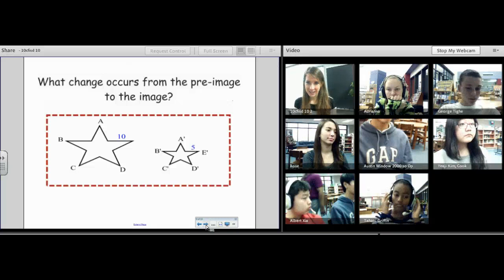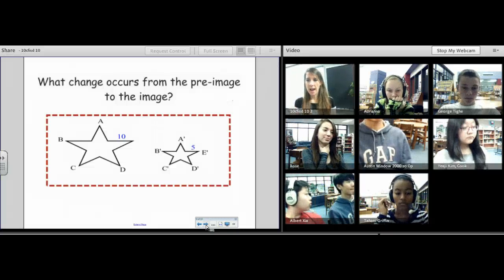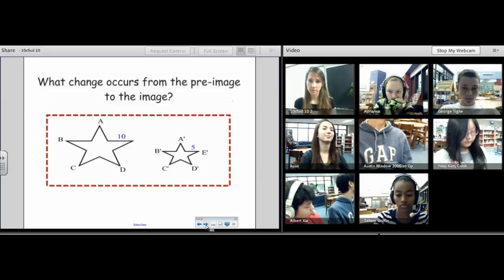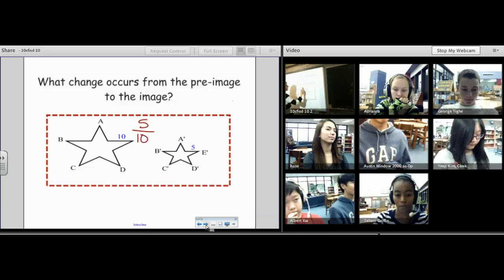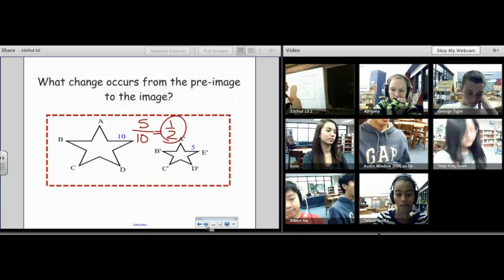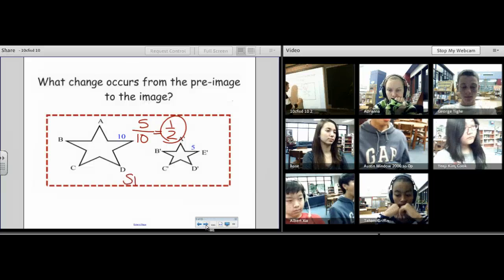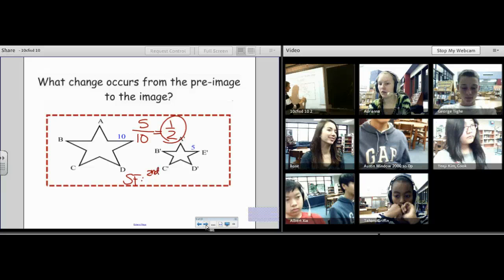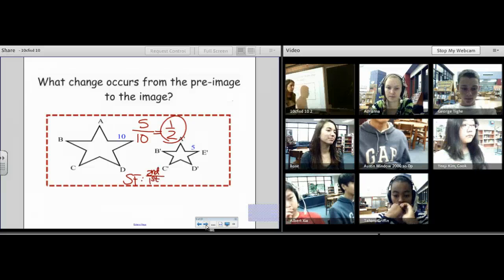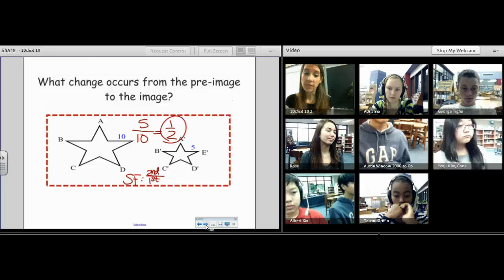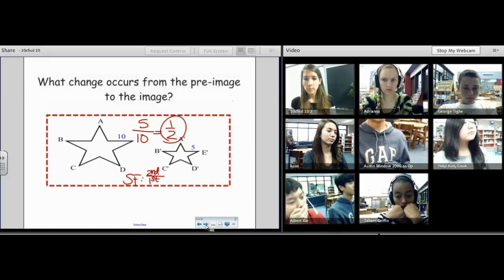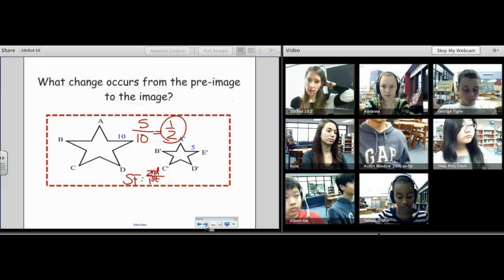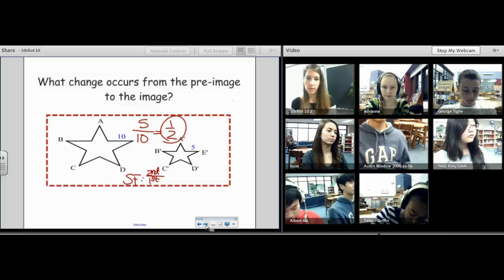Now how do we get the scale factor? How do we use the number 5 and the number 10 to come up with 1/2? We put 5 over 10, and that reduces to 1/2. So to get our scale factor, we're going to put the second figure over the first figure. Second over first. We're actually dividing. To get our scale factor, we're dividing the second divided by the first. So I would write that down somewhere. Scale factor is second over first.